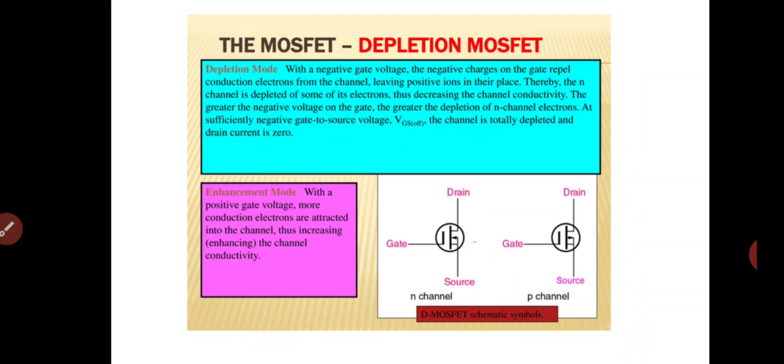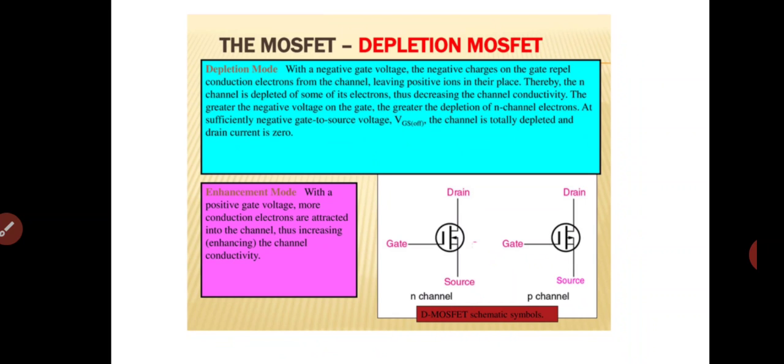In the depletion MOSFET with a negative gate voltage, the negative charge on the gate repels conduction electrons from the channel, leaving positive ions in their place. Thereby the N channel is depleted of some of its electrons, thus decreasing the channel conductivity. The greater the negative voltage on the gate, the greater the depletion of N channel electrons. At a sufficiently negative gate to source voltage VGS, the channel is totally depleted and drain current is zero.